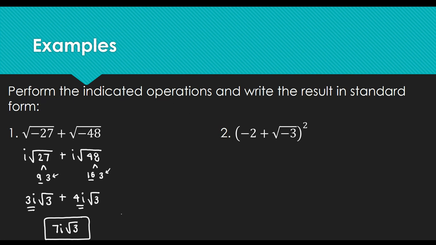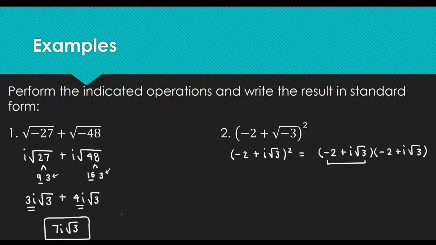And that's my answer. In the second one, notice that we have this binomial quantity squared, but the second term inside the parentheses has a negative radical. So I'm going to think of it as negative 2 plus i root 3 being squared. And so anytime I see something that's being squared, I know I want to think of it as being multiplied by itself. So I'm going to write it twice, and now I just want to follow my pattern of how you multiply binomials together.